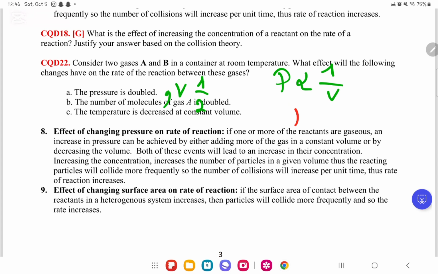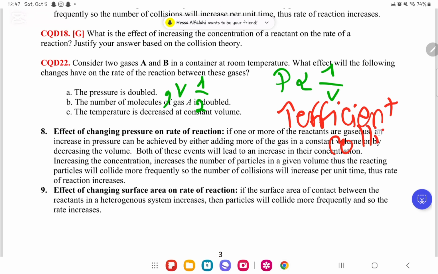So if the pressure is doubled and the volume is halved, they are closer together, so they will bump into each other more. So there is an increase in efficient collisions, and then there will be an increase in the reaction rate.